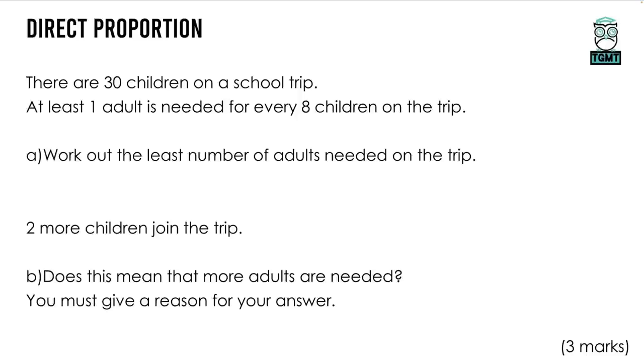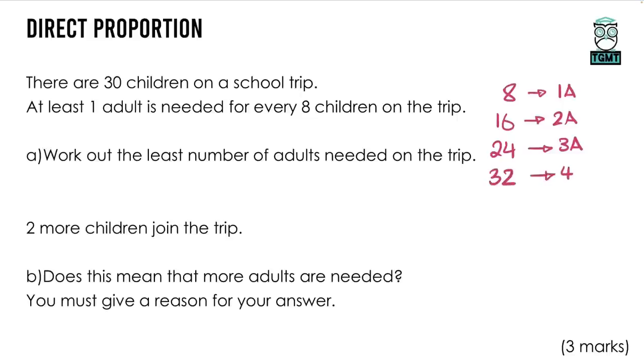So if we count up in 8s, so 8 children would be equal to 1 adult. Let's just write that as 1A. The next 8 would get you to 16 children, and that would be 2 adults. The next one would be 24, which would get you to 3 adults. And the next one actually goes over 30, it goes to 32.